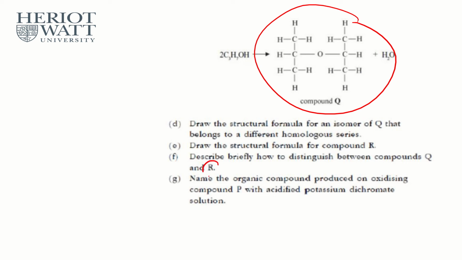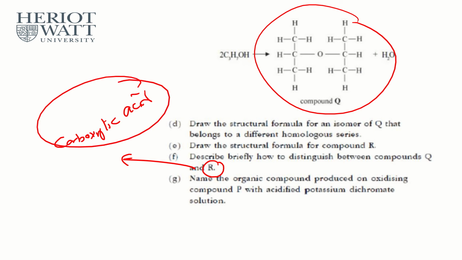Now, R, like I said, is a carboxylic acid, right? So if it is a carboxylic acid, how can we test it so that it is different from ether or different from any other compounds? Not only for ether, in fact, to distinguish carboxylic acid from the rest of the homologous series, you can actually use carbonates. So it's either sodium carbonate or potassium carbonate.